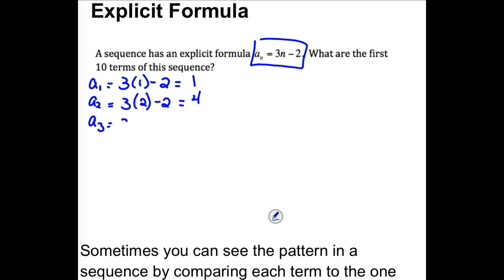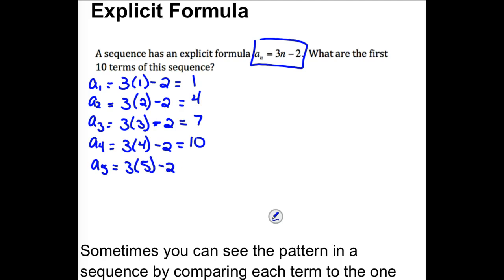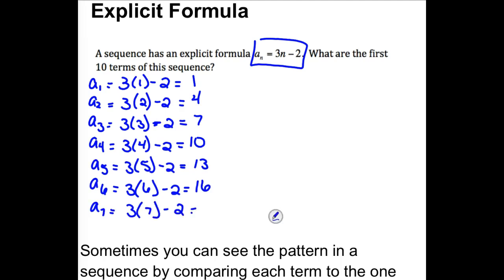A sub 3 is going to be the third number in our list. So we have 9 minus 2 or 7. A sub 4 would be 3 times 4 minus 2. 12 minus 2 would be 10. A sub 5, 3 times 5 minus 2. 15 minus 2 would be 13. A sub 6, we've got 18 minus 2, or 16. A sub 7, and we're going to keep doing the same pattern until we get the first 10 numbers.